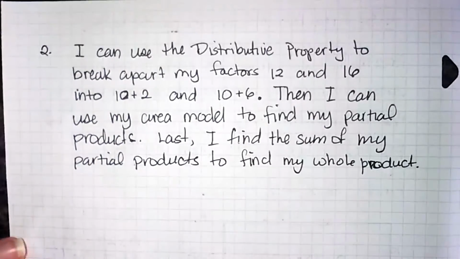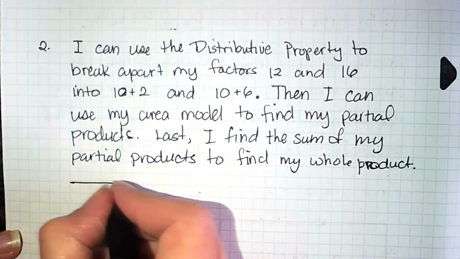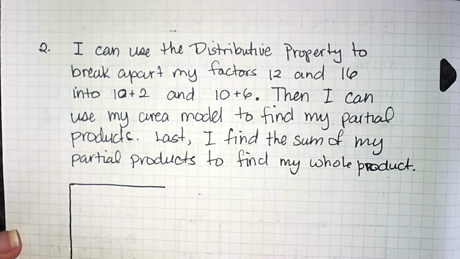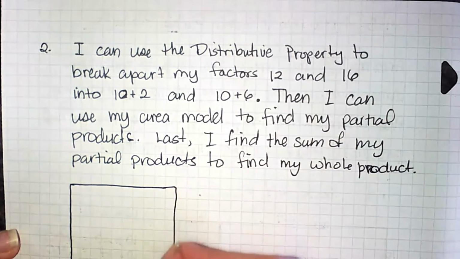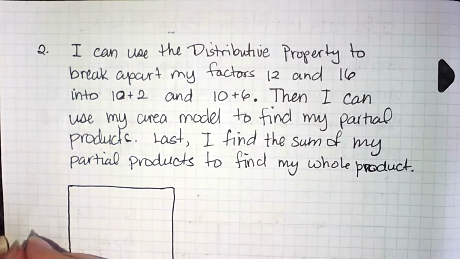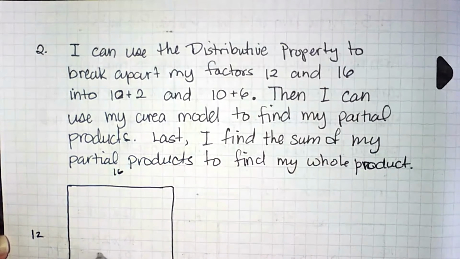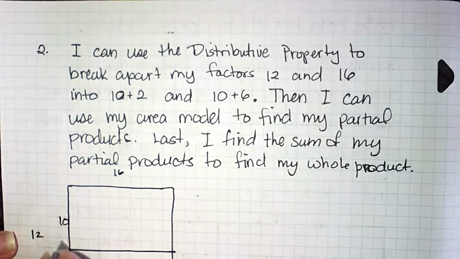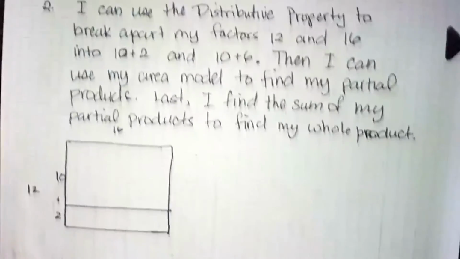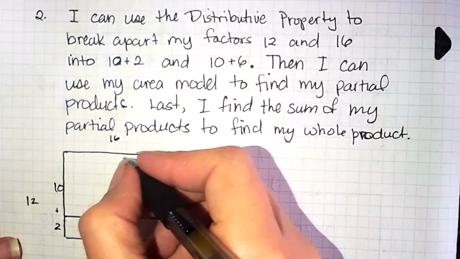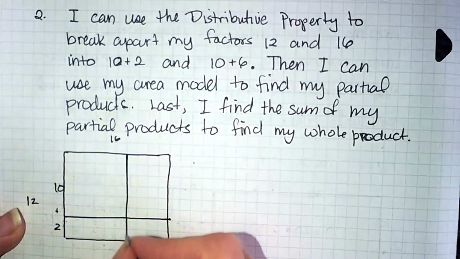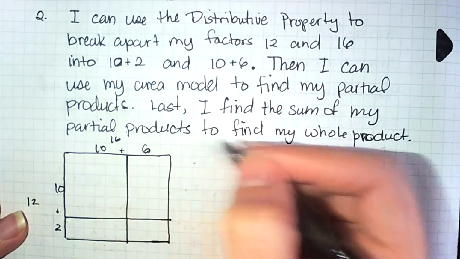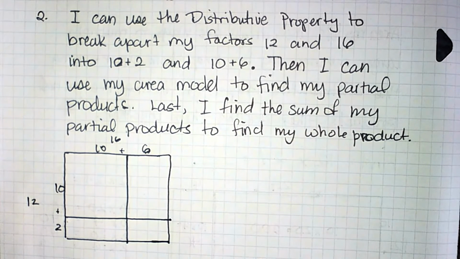Okay, so if I have 12 times 16, I'm going to draw this out for you guys again because I do want you to be able to see. So this side is 12, and this side is 16. I'm going to break this apart into 10 plus 2, right? We distributed the 12 into 10 plus 2, just like we set up here. And this side we're going to distribute into 10 plus 6, just like we said right here. To make 16, we did 10 plus 6. To make 12, we did 10 plus 2.